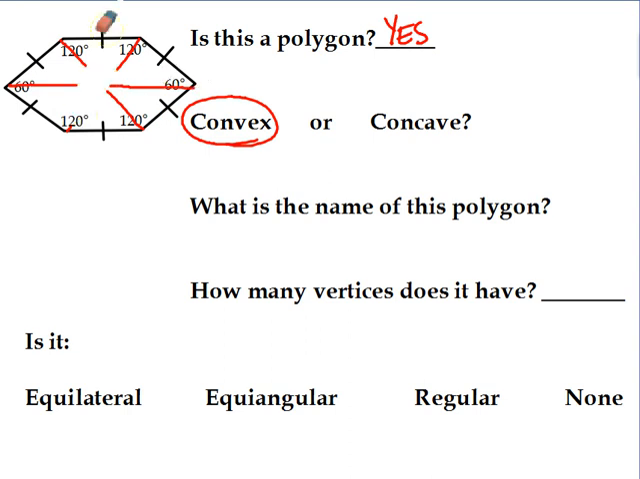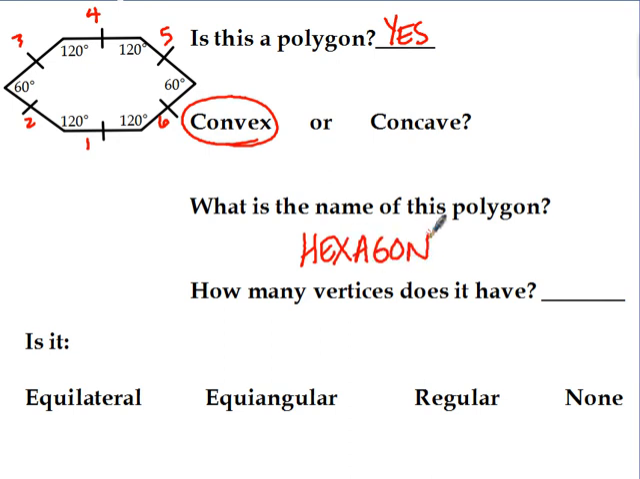We're going to name it by the number of sides. 1, 2, 3, 4, 5, 6. So we have another hexagon. And you can see that this hexagon and the one before it are very different, but it's all based on the number of sides. How many vertices does it have? 1, 2, 3, 4, 5, 6.